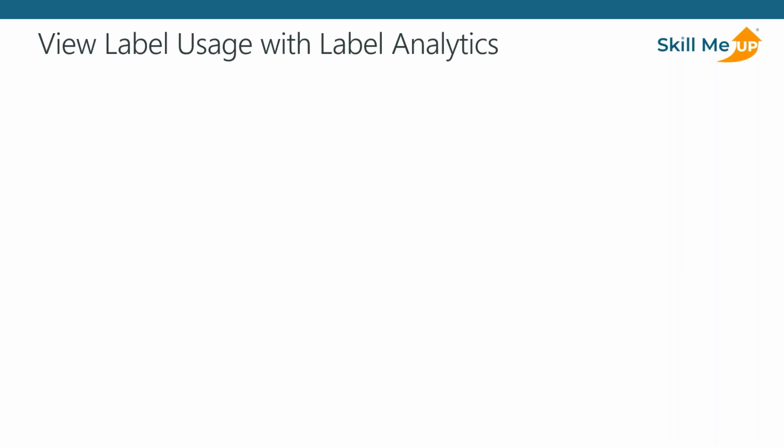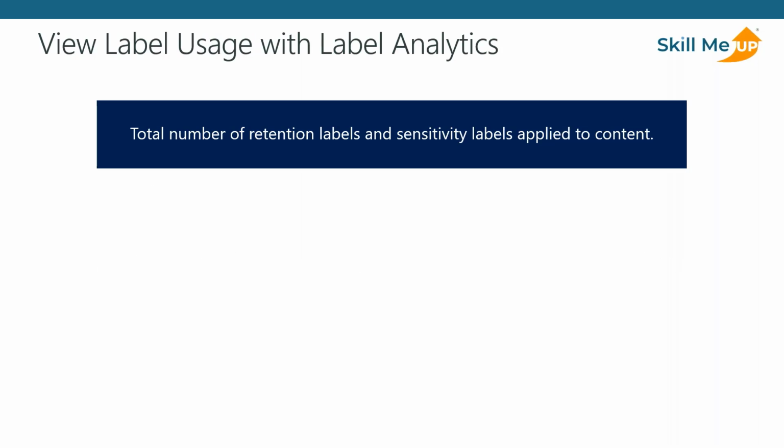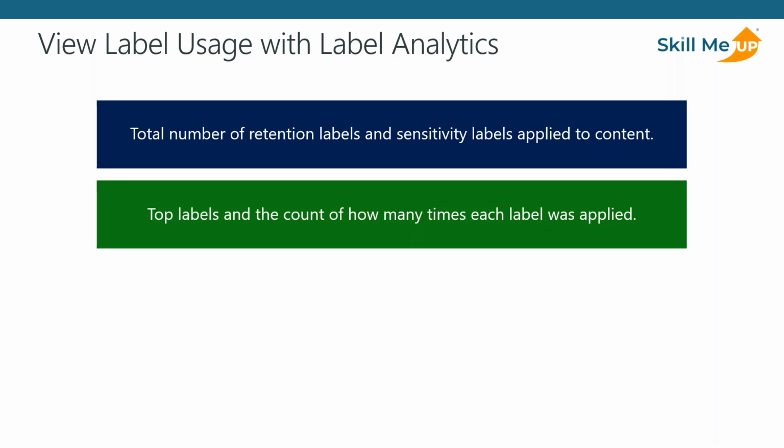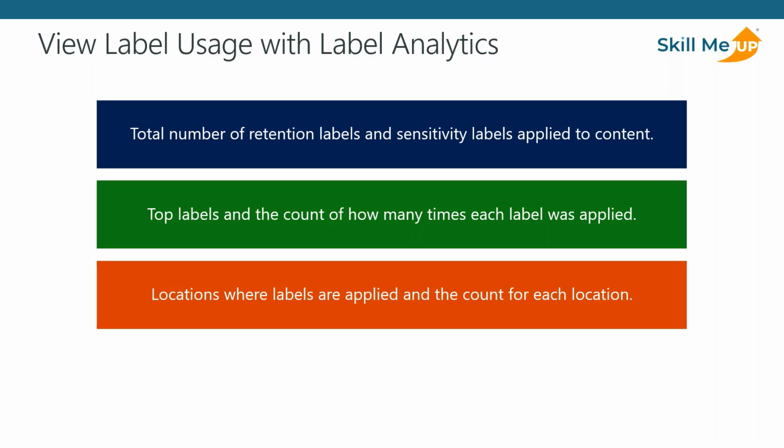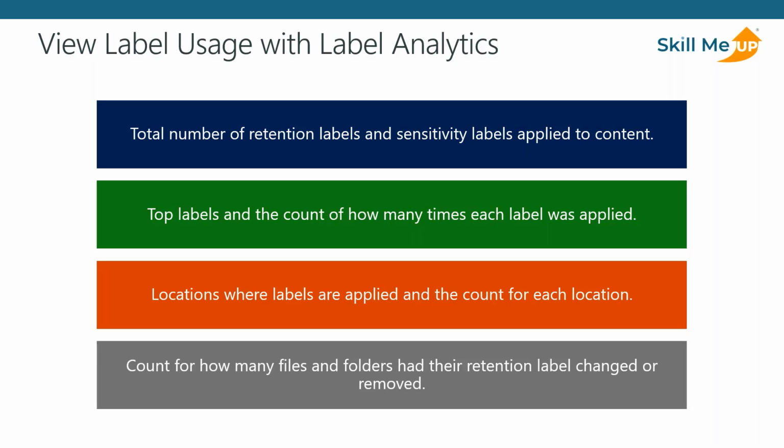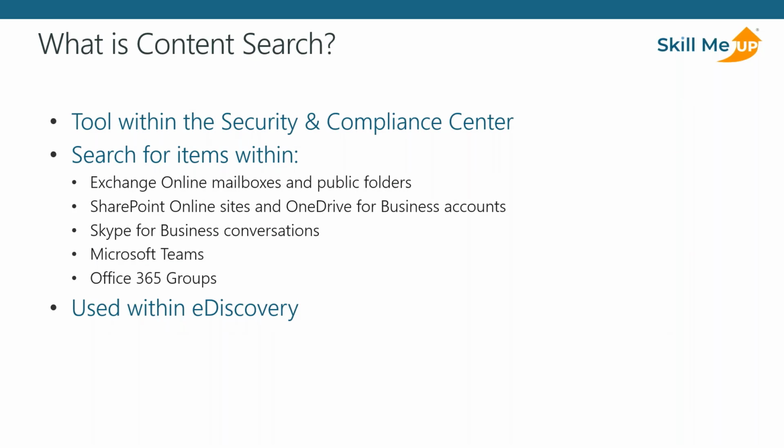Now, of course, if we're utilizing label usage within the label analytics, you'll see the total number of retention labels and sensitivity labels applied to content, the top labels and the count of how many times they've been applied, as well as locations where they've been applied, and the count for how many files and folders had their retention label changed or removed. Now, to help us in doing this, we can also utilize content search.